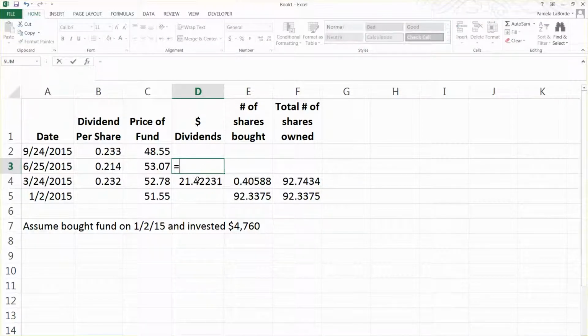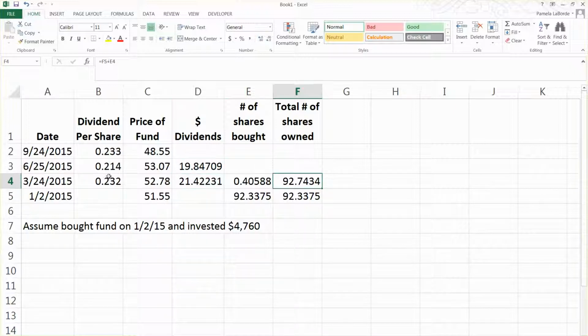So now in June of 2015, the fund paid another dividend of 21.4 cents a share. So I'm going to link that. She doesn't own 92.33 shares anymore. She owns 92.74 shares. So she's going to get the 21 cents times the 92.74. That's how much they would have paid her. Now you notice the dividend dropped, not because the number of shares fell, but because the per share dividend fell. They didn't pay quite as much in June as they paid in March.